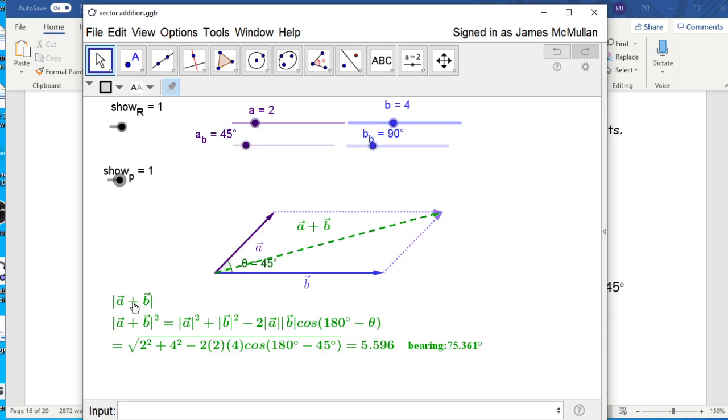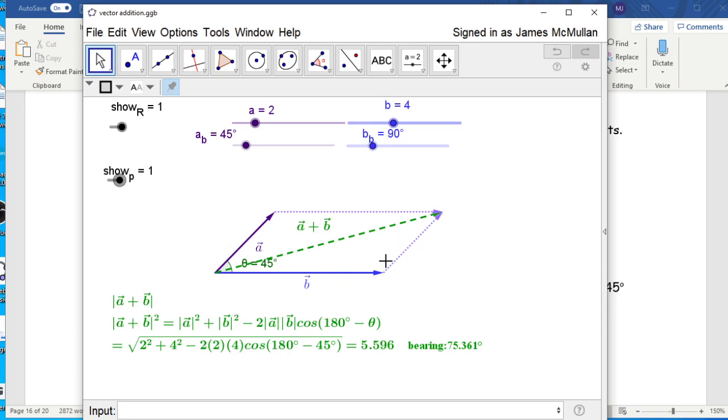I want to know the magnitude of A plus B. I do the cosine law, and remember, I'm not using 45 degrees. Because look, 45 degrees is not actually part of my question. It's over here in the corner. The angle I want is the angle down here. And you can see where I got that. I did 180 minus the theta. So I'm going to be using an angle of 135 here. That's what actually is going to go into my cosine law.